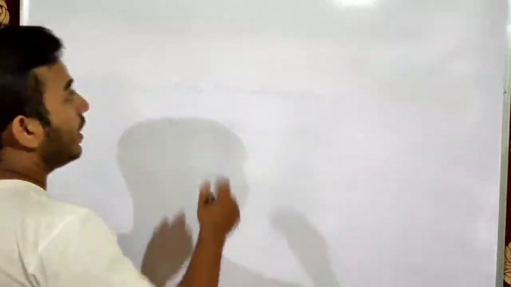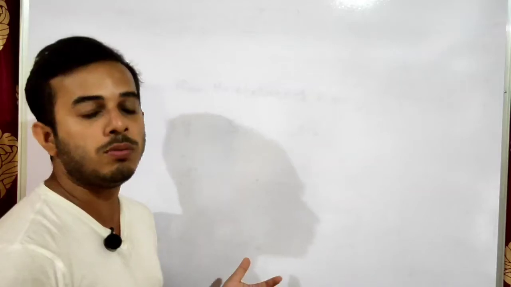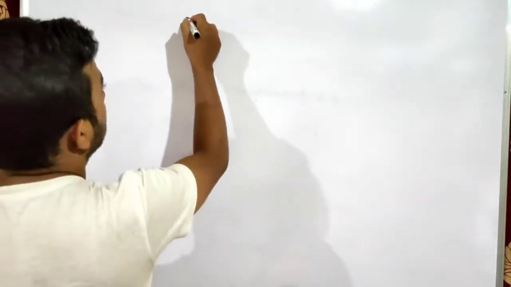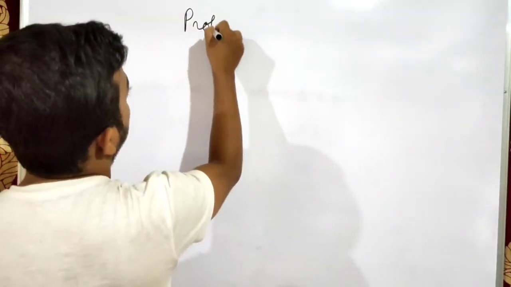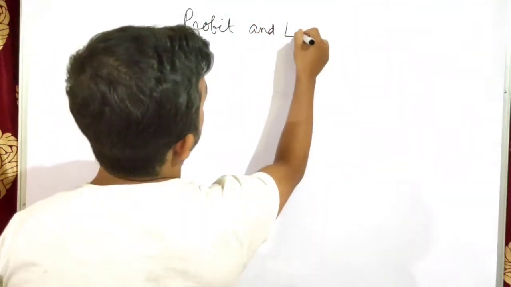So when I buy something, for example, I am a shopkeeper, this is known as cost price. And when I sell something, this is known as selling price. We will discuss all this in this video, and then we will solve a few problems, and you will be more clear. So the name of the topic is profit and loss.